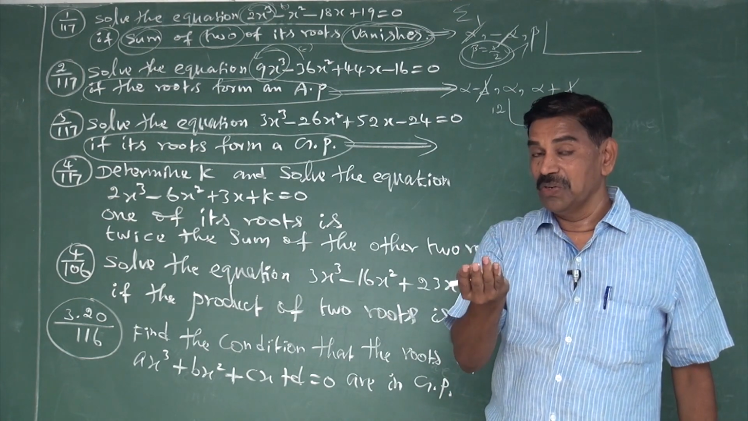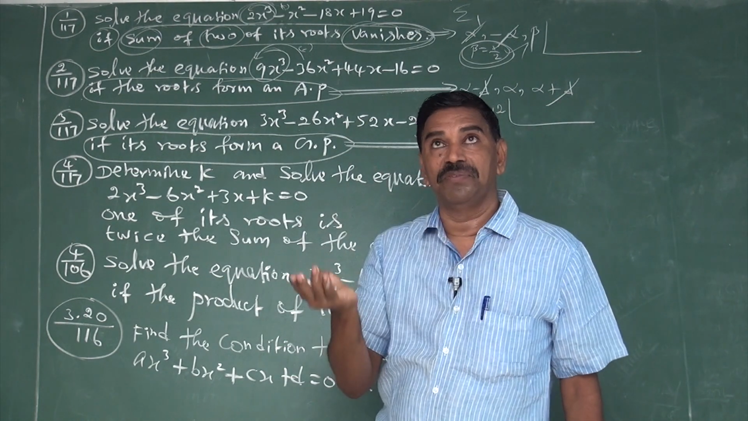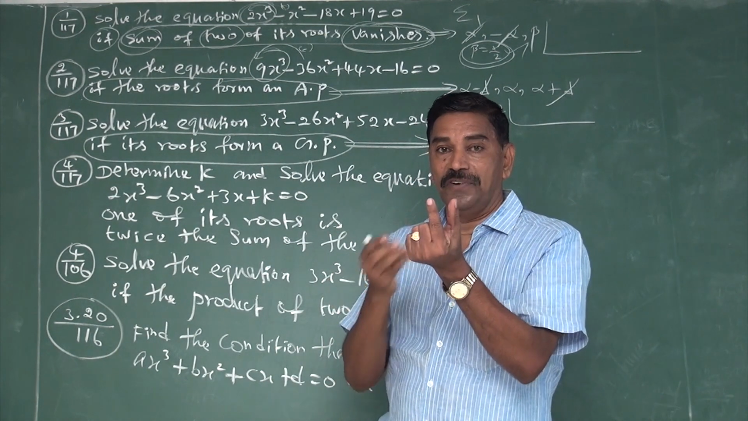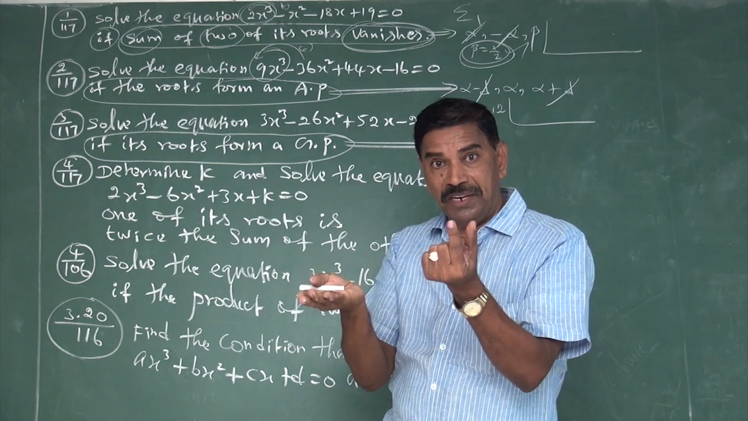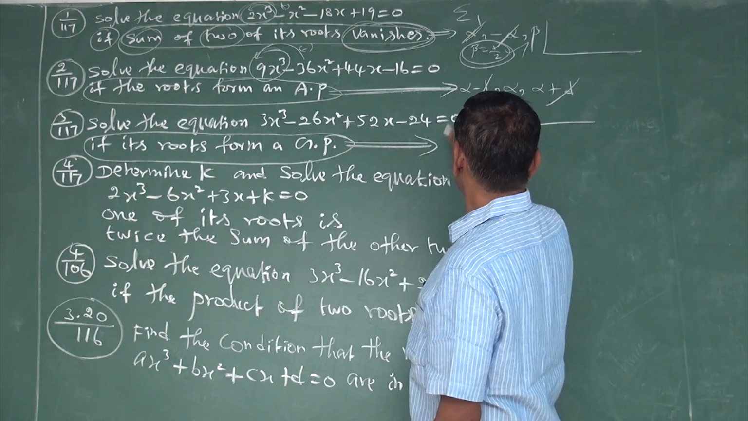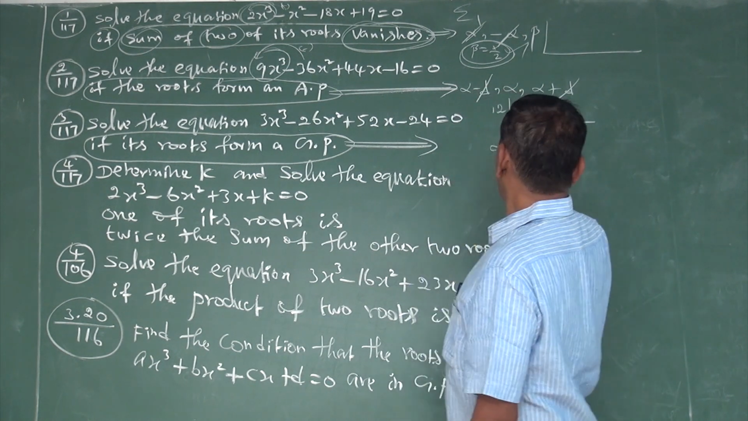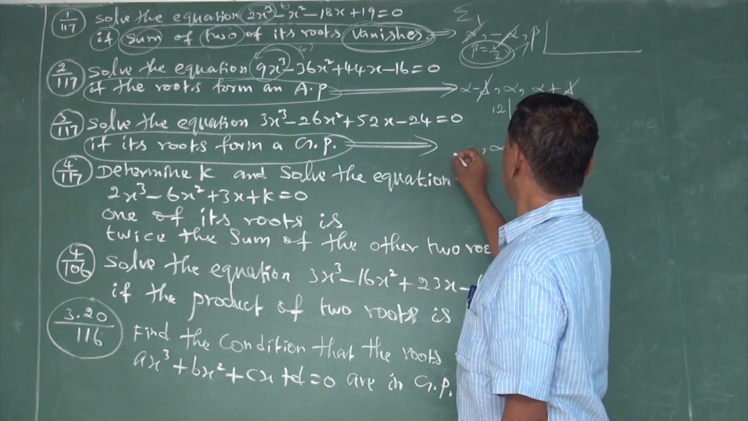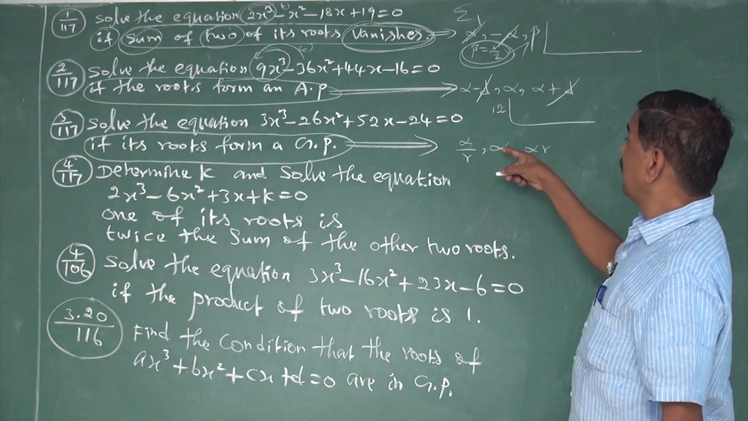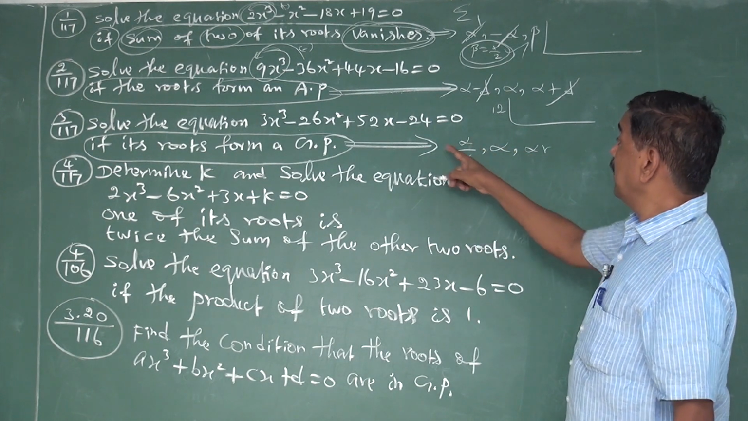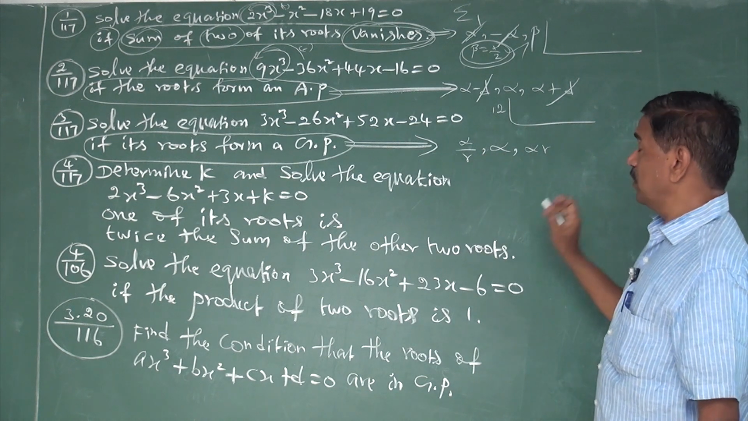Anyone? Very good. Your answer is correct, because any 3 terms in a GP will be of the form: consider center alpha, next alpha into r, and before alpha divided by r. That is, center alpha, next alpha r, before alpha divided by r. That's all. Okay. Listen here, in the third question, any 3 terms in a GP will be of the form alpha by r, alpha, alpha into r.